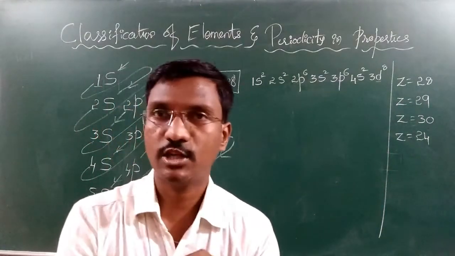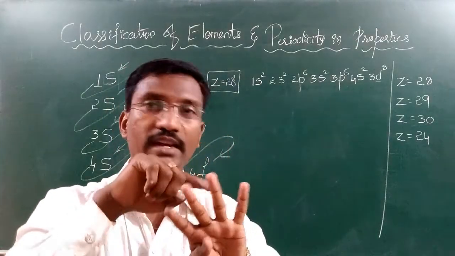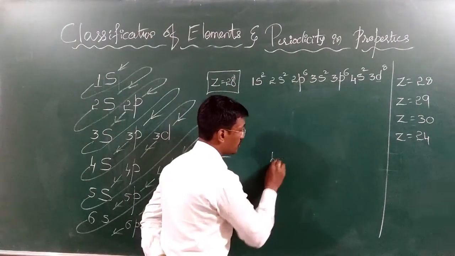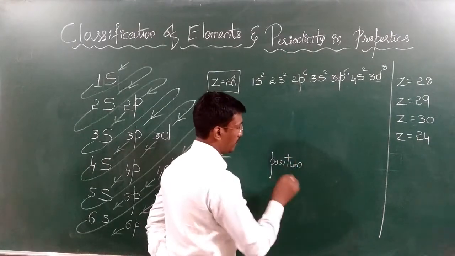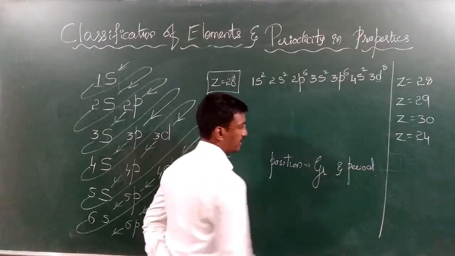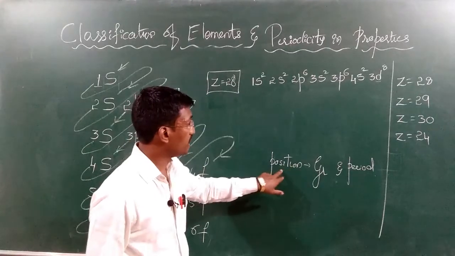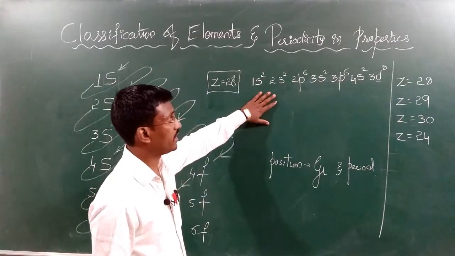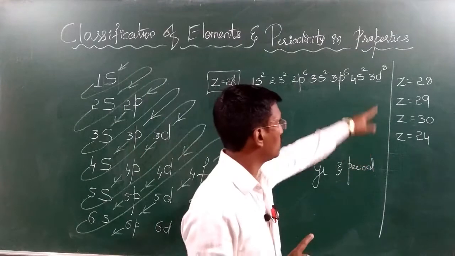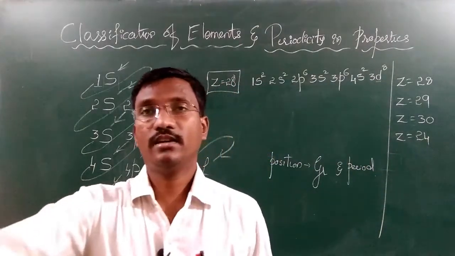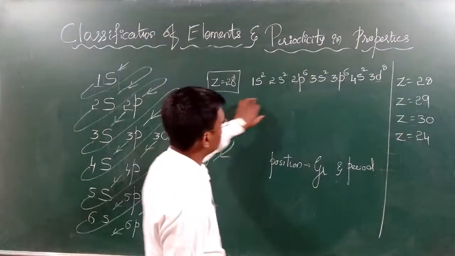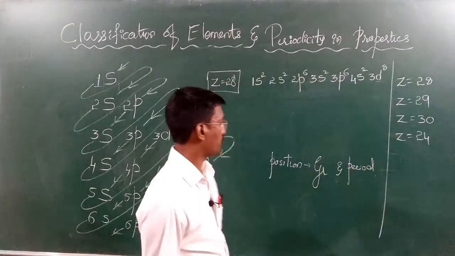I hope yesterday I told you that in the periodic table there are 4 blocks: S, P, D and F. In these 4 blocks, it is possible to determine the position of the element. Position is nothing but in which group and in which period the element belongs. On the basis of the electronic configuration, it is possible to say the position of the element. They will simply give you the atomic number 28 and ask in which group and period the element belongs. If they give only the atomic number, you have to write the electronic configuration. In this, I am telling you the first one.